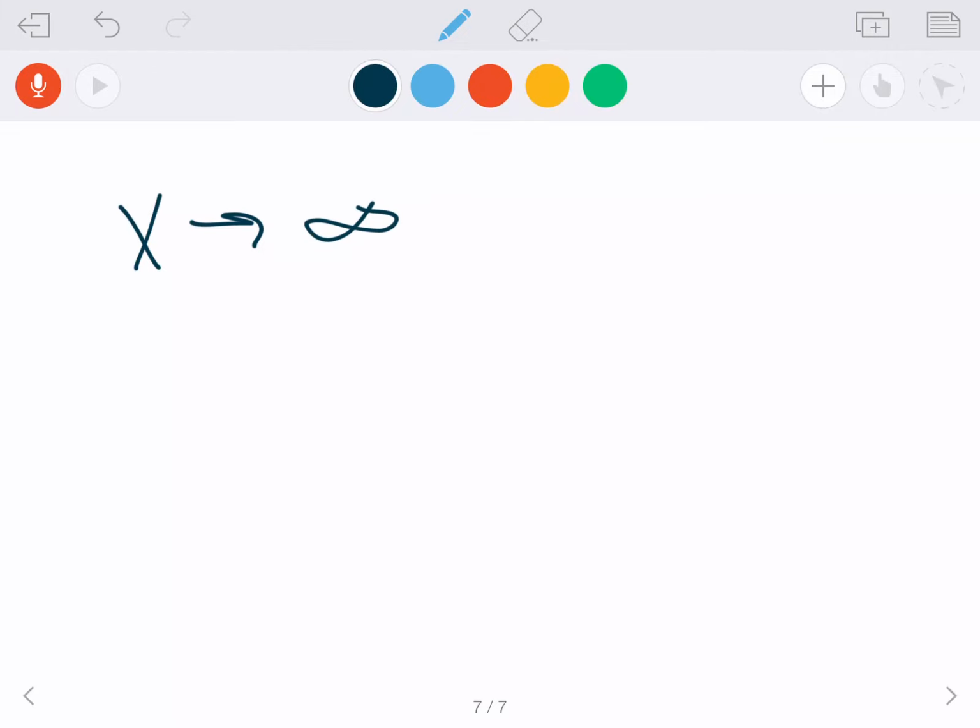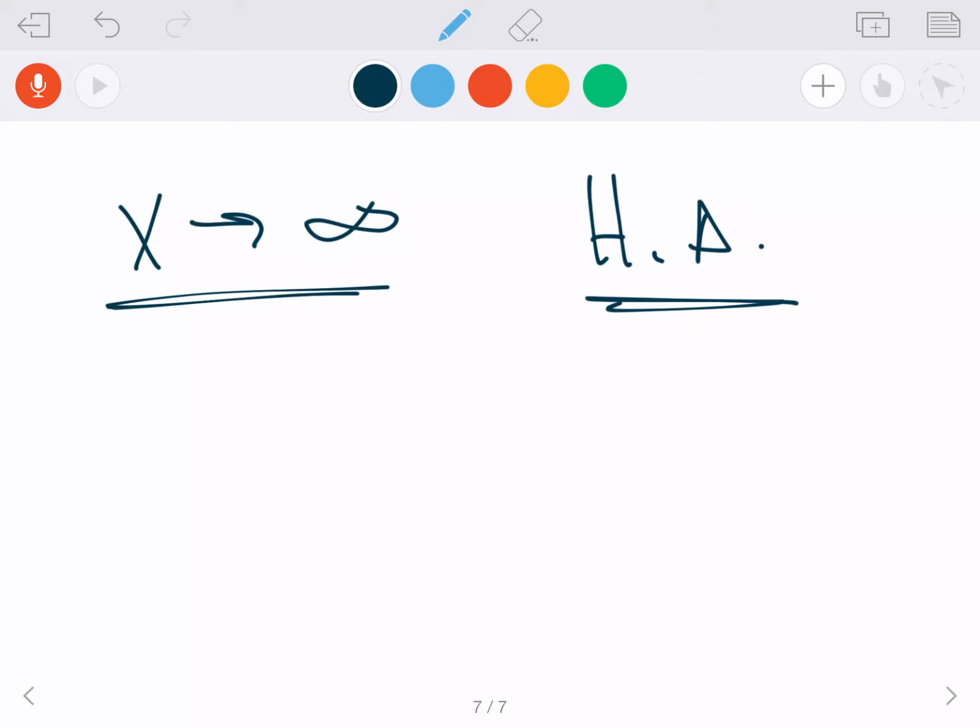Okay. We have those limits where x isn't just approaching a number, but what about when x approaches infinity? And this is where you need horizontal asymptotes. If you're looking for a limit as x approaches infinity, that's when you're following the horizontal asymptote rules.